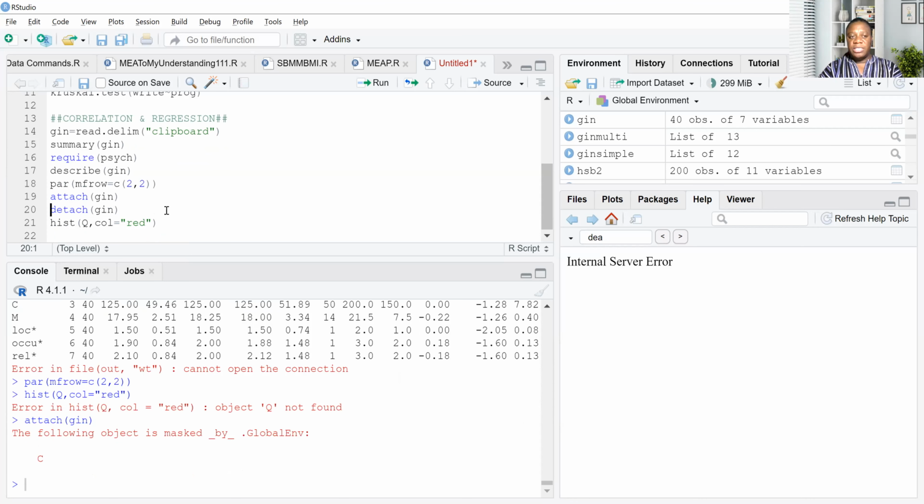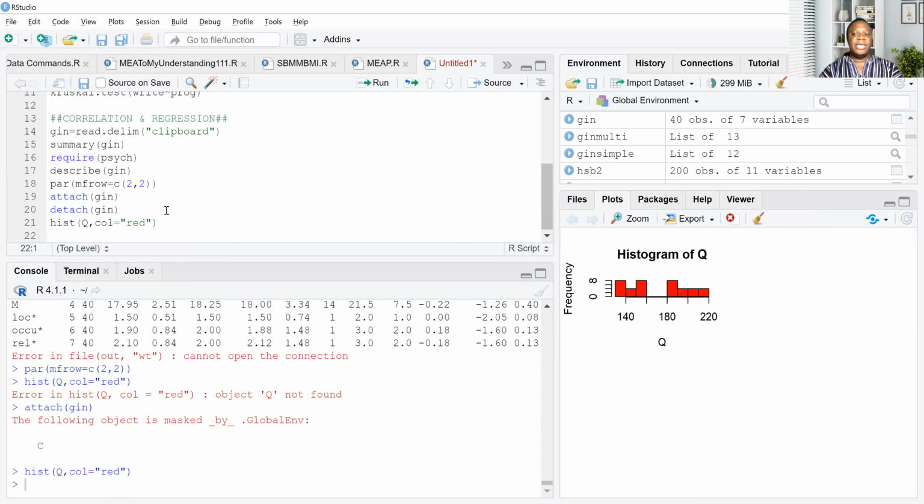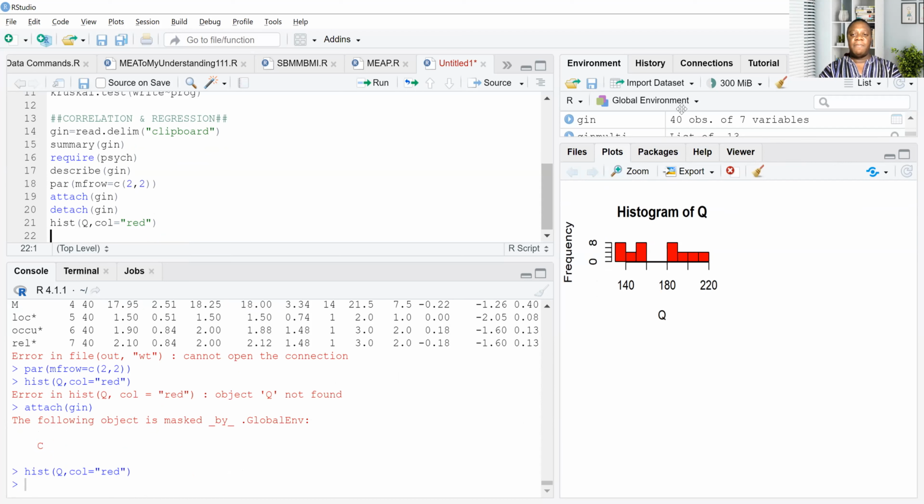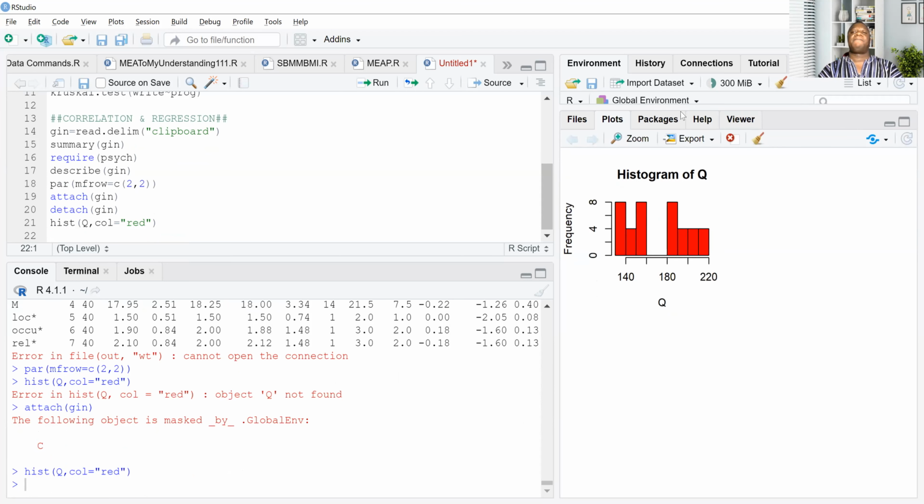And now don't do the detach gin yet, and go and rerun the histogram. So sometimes you do your graph, you say, no, I didn't get it. And part of the reason why you didn't get it is because of some of these things. You didn't attach. So my histogram is showing here. You see that it has taken the top left of the graph because I have commanded it that all the next 4 graphs should be on one page. So you see that the first one is on this page.